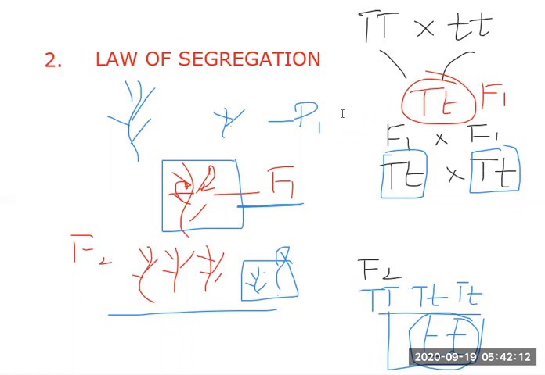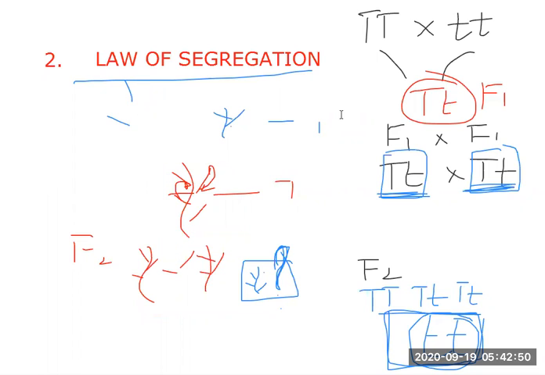This is the question, and the answer we give for it is the law of segregation. First we understand the question, then we answer it with the help of the law of segregation. There is no dwarf plant in the F1 generation; F1 plants are tall plants. When F1 plants are self-pollinated, how do we get a dwarf plant? The answer to that particular question is the law of segregation.